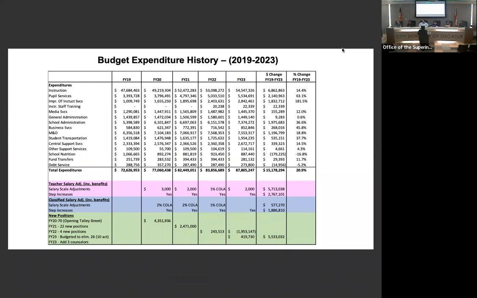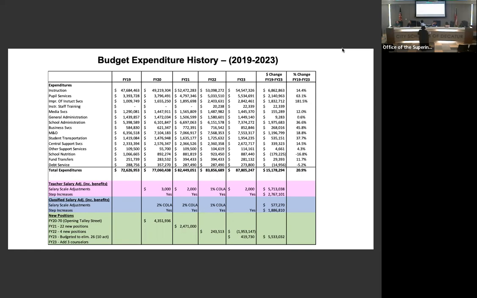This is a breakdown of budgeted expenditures history from 2019 to 2023. The district expenses have increased from 2019 to present by approximately 21% or 15 million. Some of the factors that have contributed to the increase are highlighted below. Teacher salary adjustments, highlighted in pink, have increased by 8.4 million from fiscal year 19 to present. Teachers in certified positions paid on the teacher's salary have received salary scale adjustments and step increases each year.